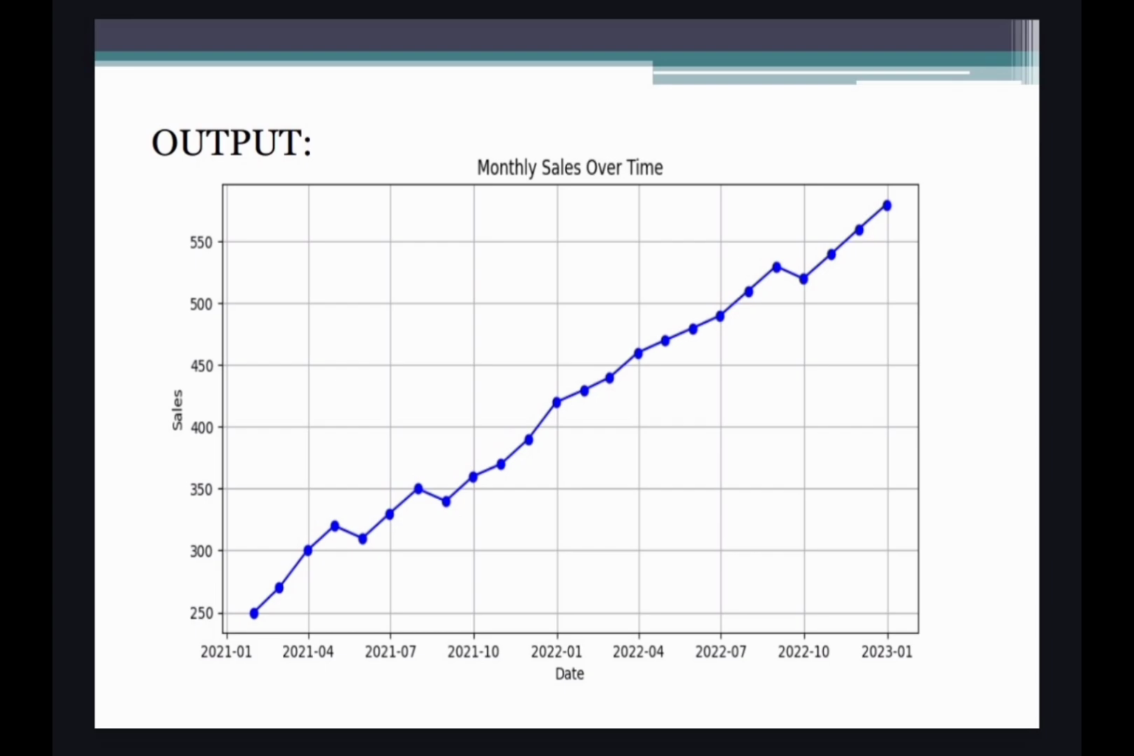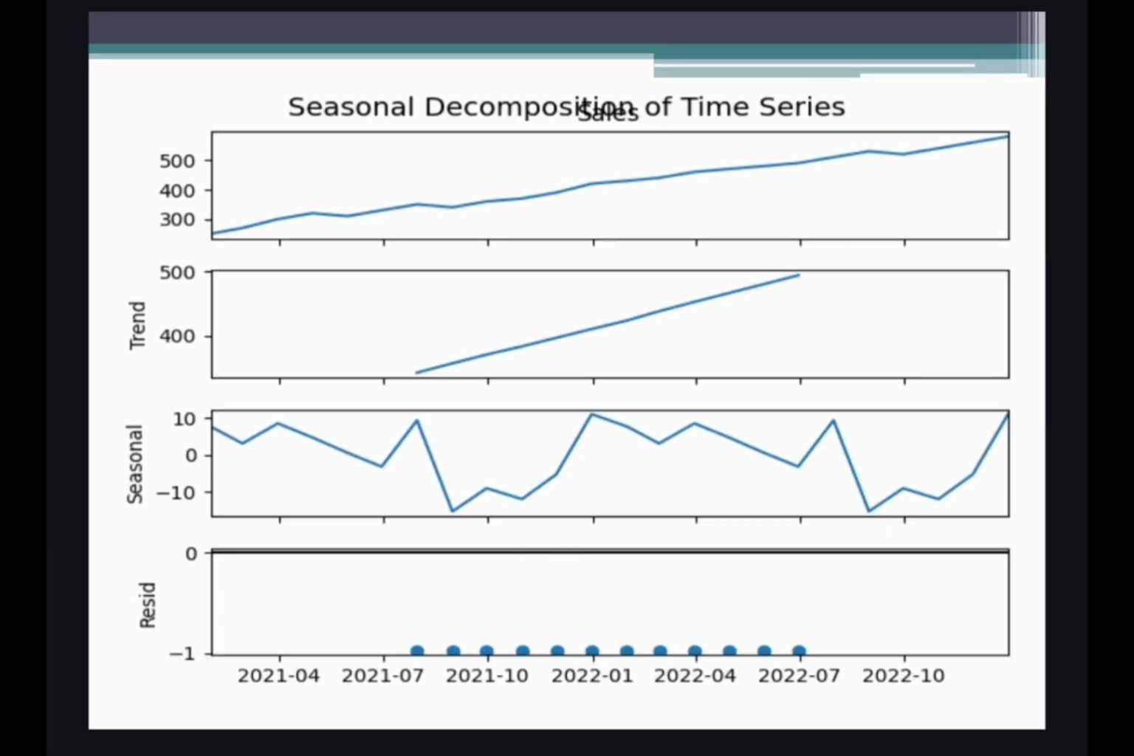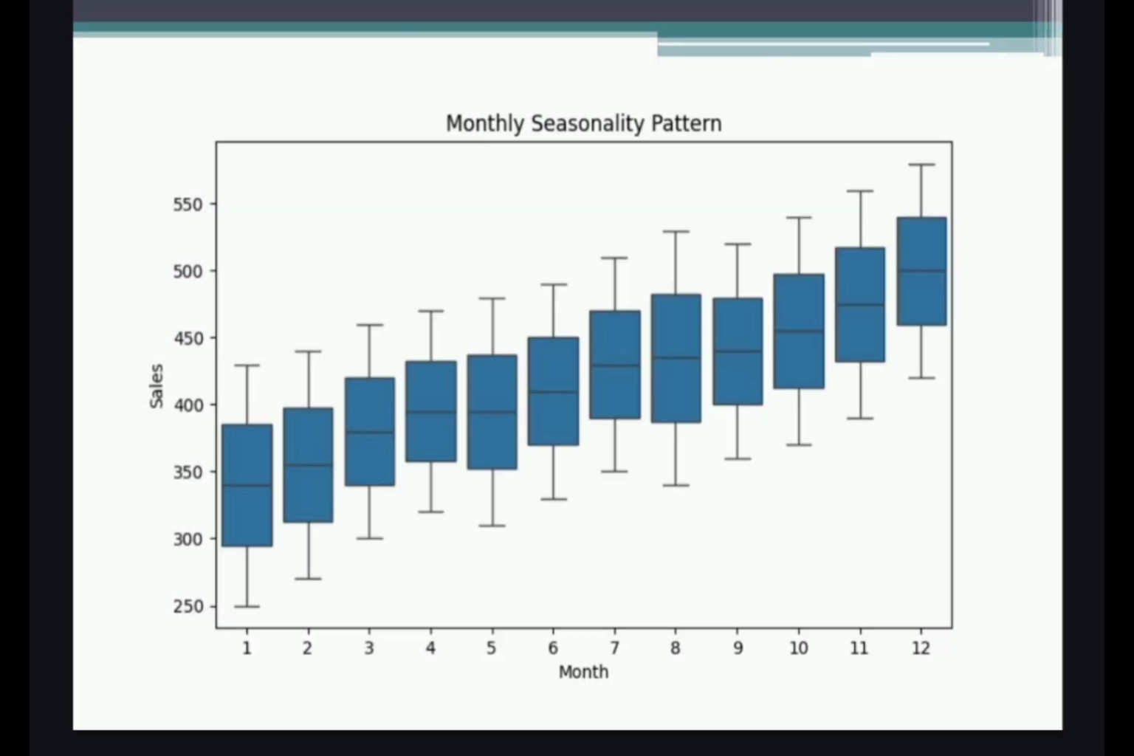The output includes several plots: a line graph showing sales growth over time, a rolling mean plot highlighting the upward trend, a seasonal decomposition chart separating trend, seasonality and the residuals, and a box plot that clearly shows monthly sales patterns. From these results, we can observe that sales show a steady upward trend and slight seasonal variation.